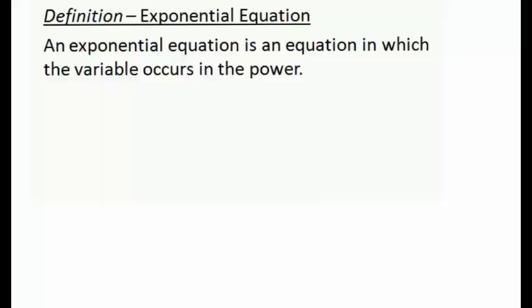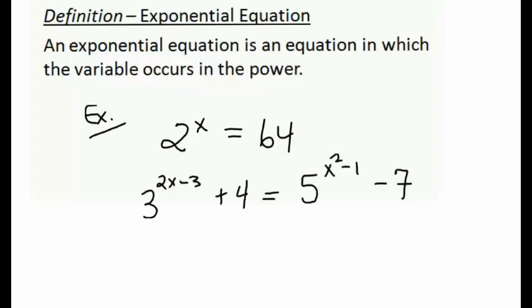Before we start, I just want to define what an exponential equation is. This is any equation in which we find a variable inside the power. Now, this could mean something as simple as 2 to the power of x is equal to 64, or something way more complicated like the following equation. If x happens to be inside a power of one of our bases, we call it an exponential equation.